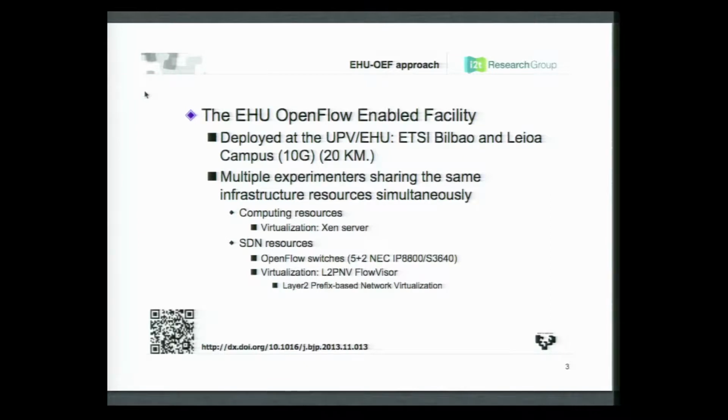For example, one of them was related to access networks, which uses the VLAN as a signaling, as a tagging method. So we were having problems if we used that VLAN tag for virtualizing the infrastructure. So we go further than layer 3 or VLAN tags for virtualization. And finally, we decided to go to our own virtualization or slicing method, which is the L2PNV, which is layer 2 prefix-based network virtualization.